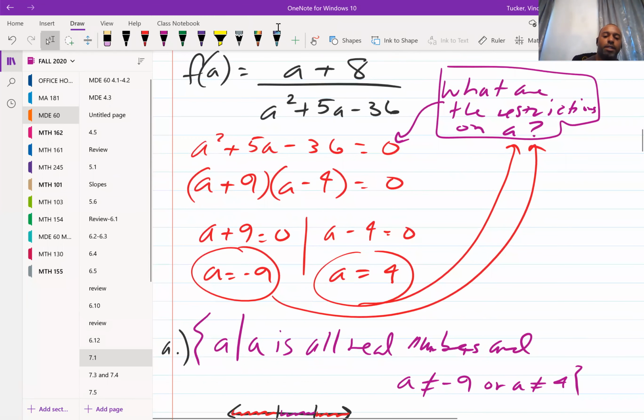All right, set builder notation. You have A, the long bar. A is all real numbers, and A cannot be equal to -9 or 4.